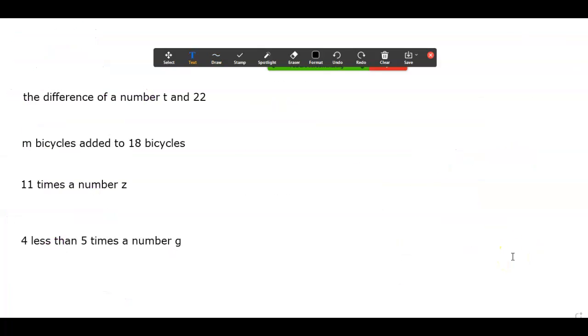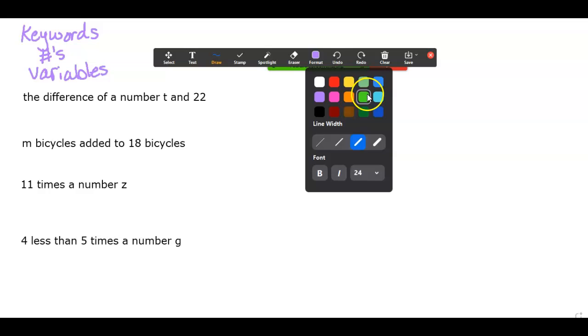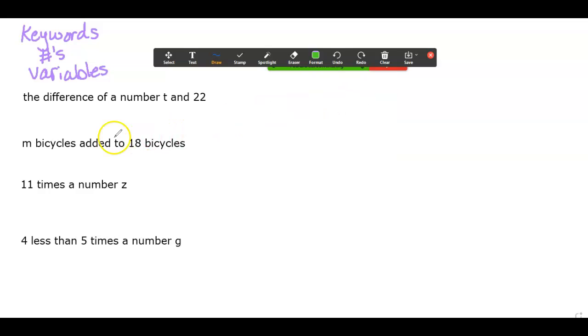So what we're going to do now is, I have the word phrase, and now we need to come up with the algebraic expression that goes with the word phrase. So again, we look for 3 things. Let me get my text here. We look for keywords, we look for numbers, and we look for variables, just like what you saw in the last slide.